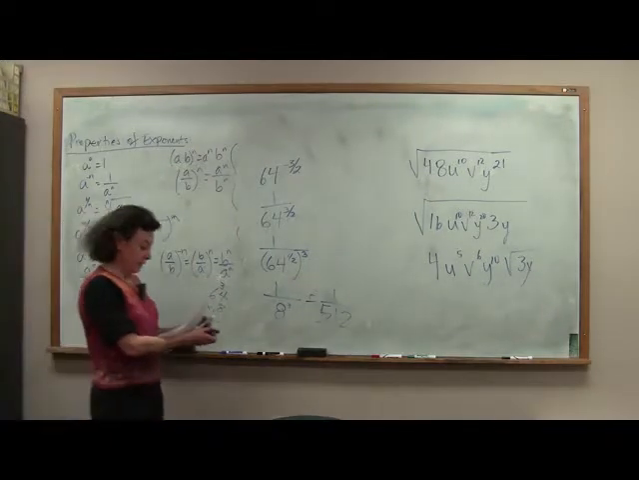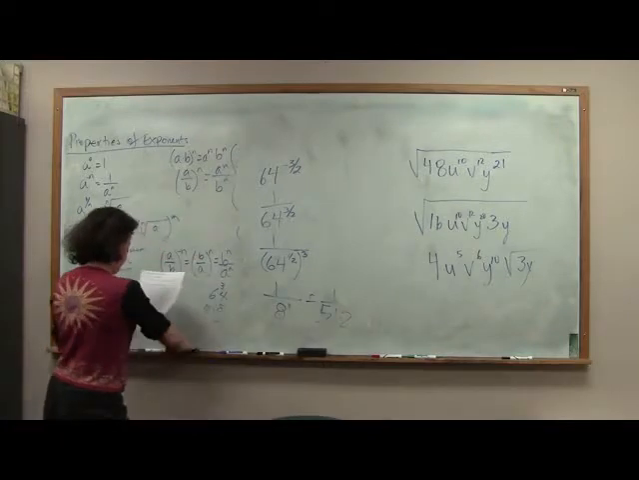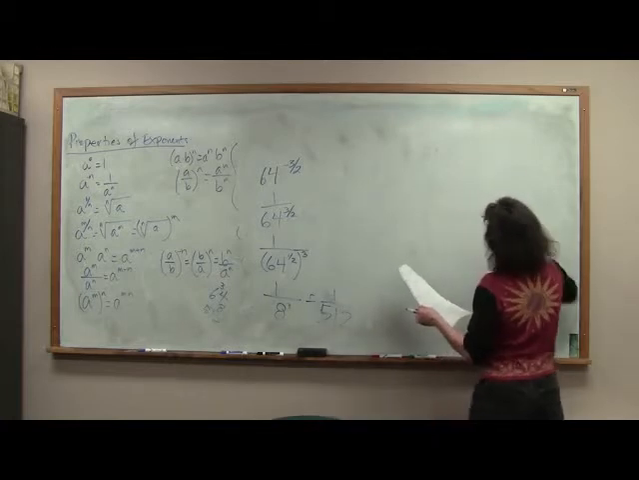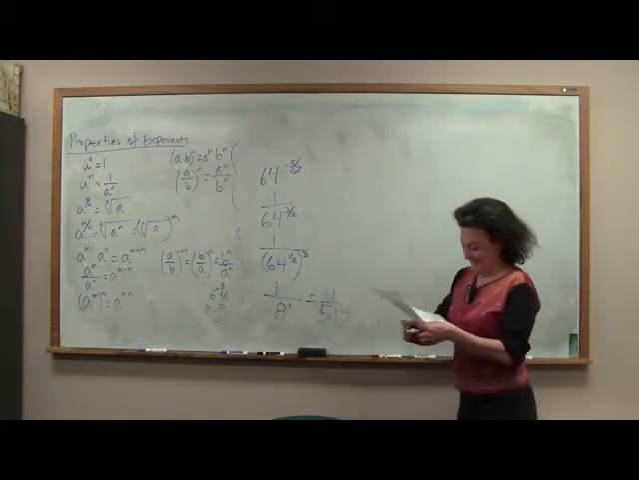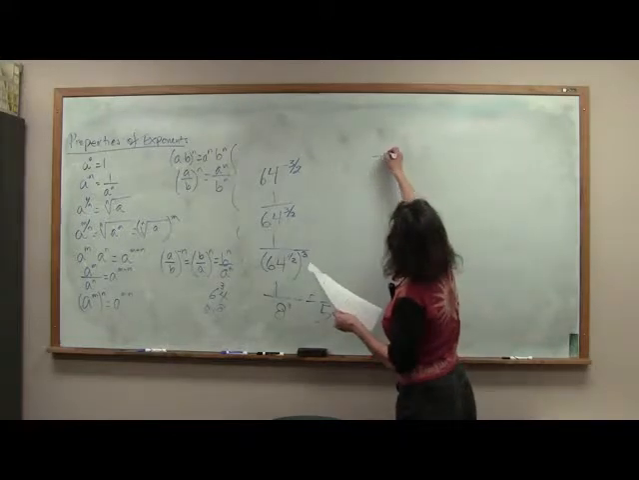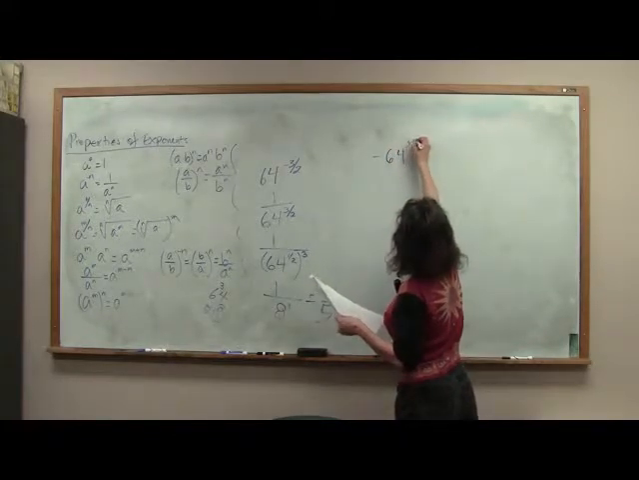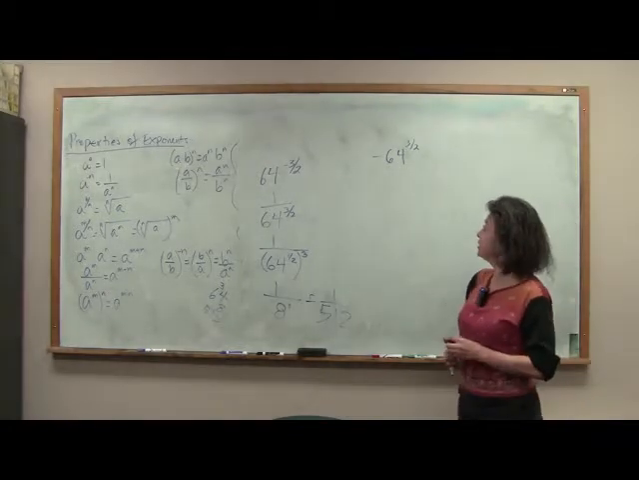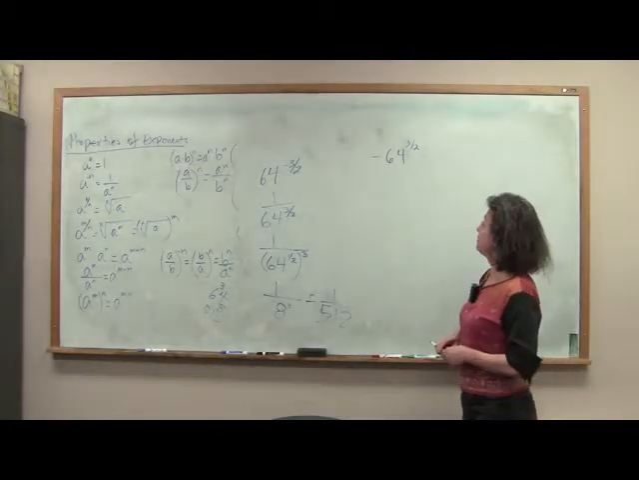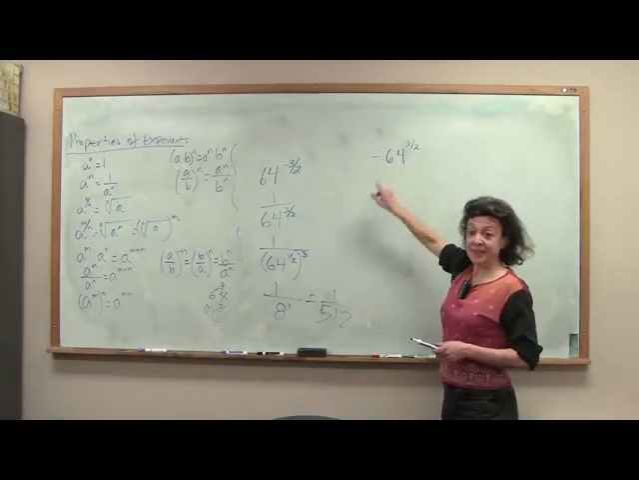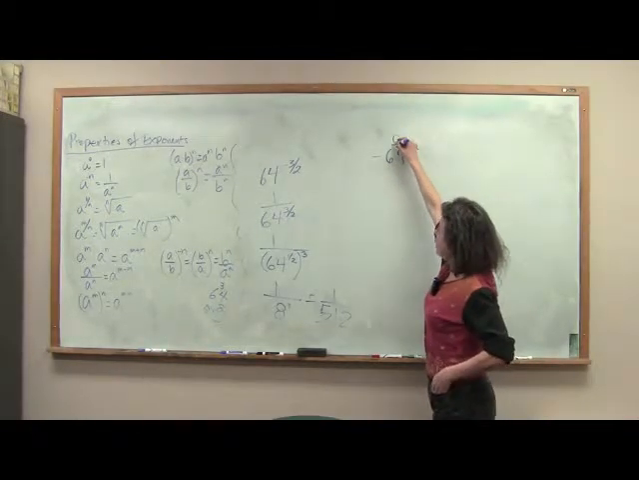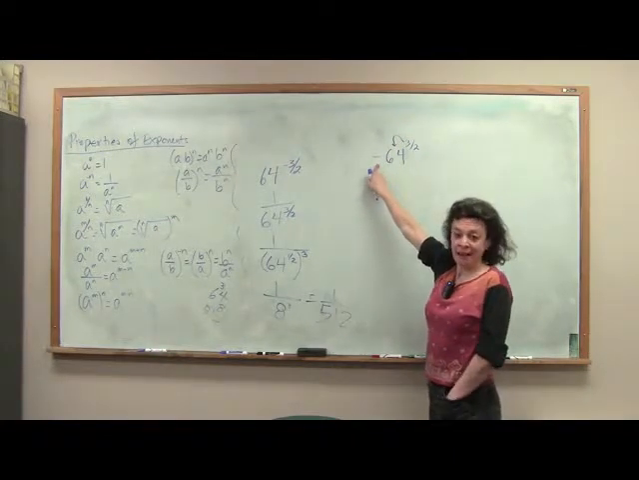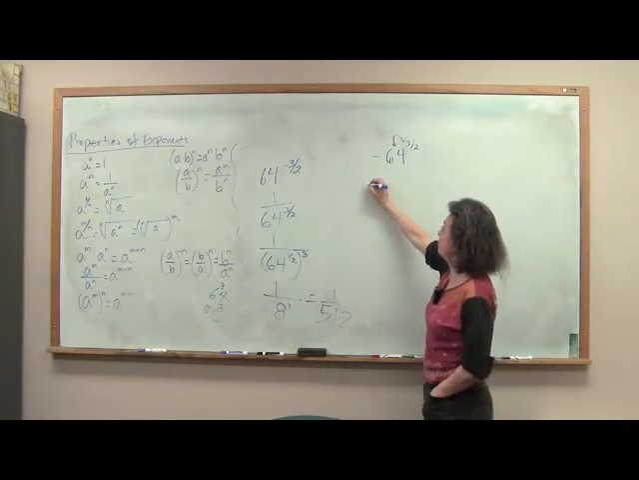All right. What about this one? What if I have negative 64 to the 3/2 power? Can I do this? Well, remember there's no parentheses here, so my exponent only applies to this number, 64, and then I have my negative sign hanging out in front.